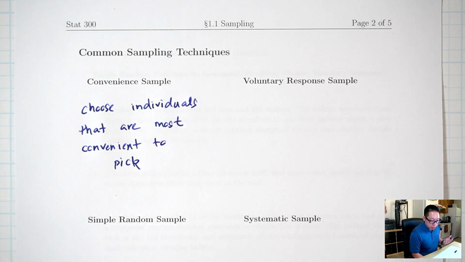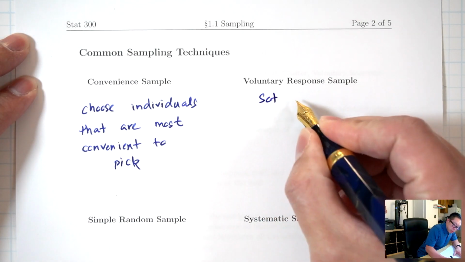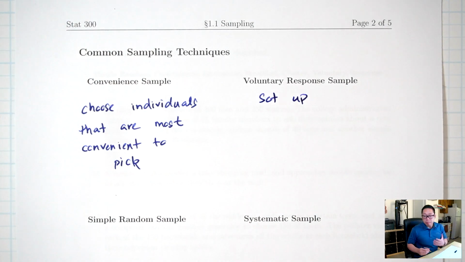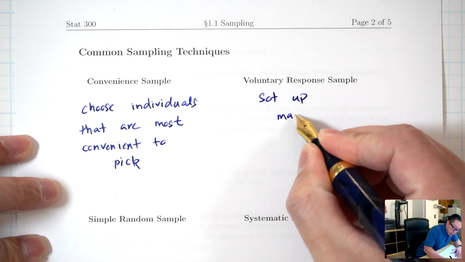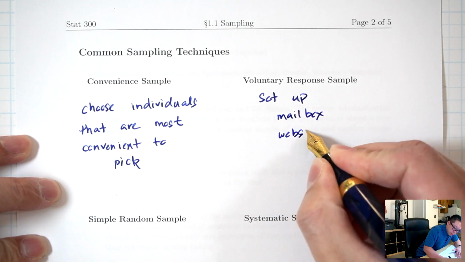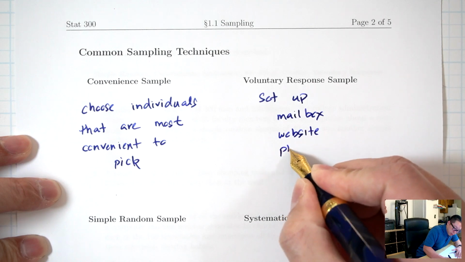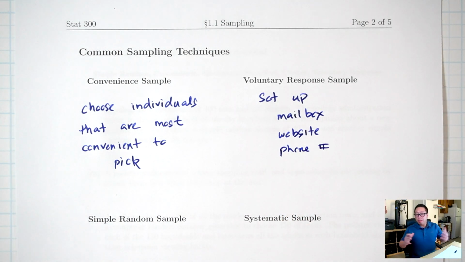A voluntary response sample, we're going to set up a mailbox, a website, a phone number. And we open that up to everybody in the population. And then individuals or people self-select, or choose for themselves, to participate.